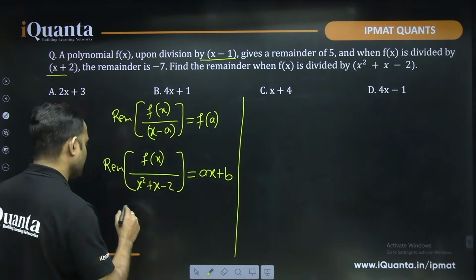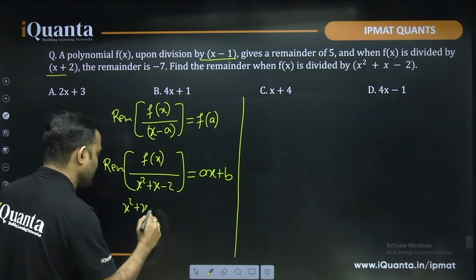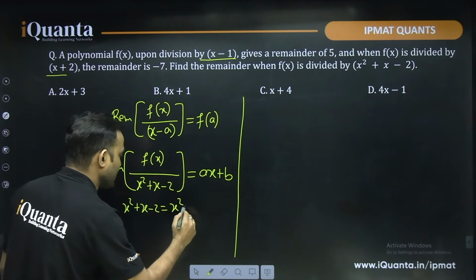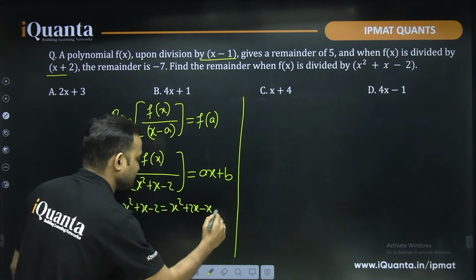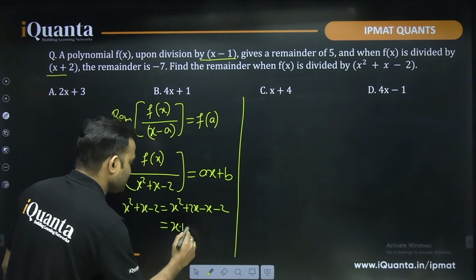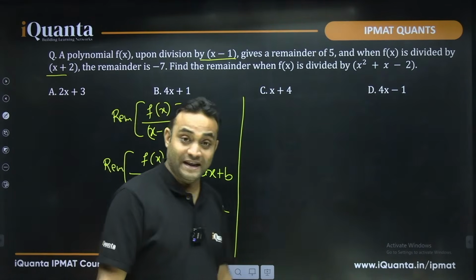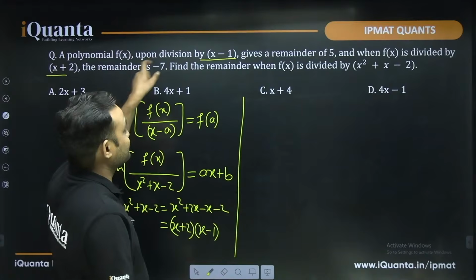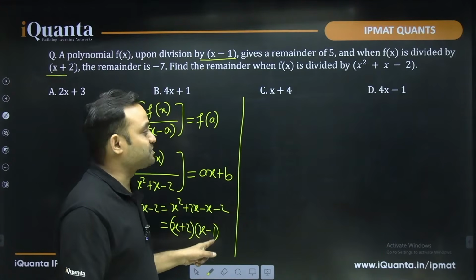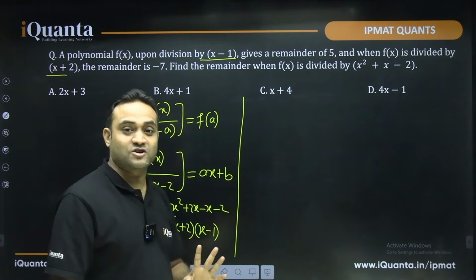Now the interesting part: x square plus x minus 2 is x square plus 2x minus x minus 2, which is (x plus 2) into (x minus 1). Meaning these two are factors. x minus 1 is a factor of this expression, x plus 2 is a factor of this expression.